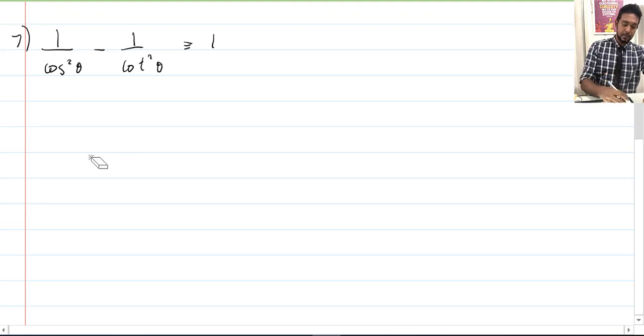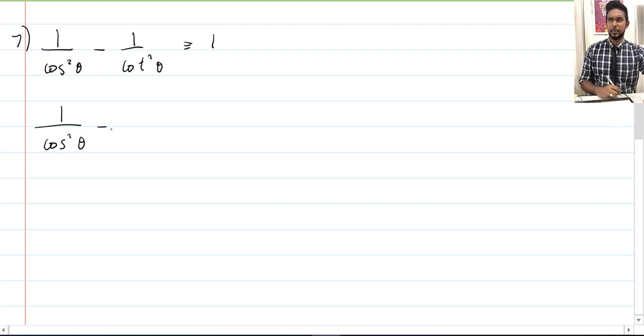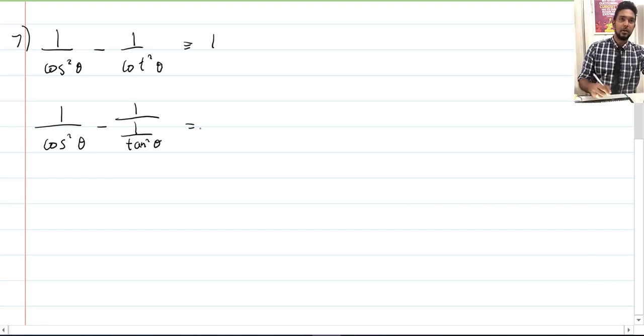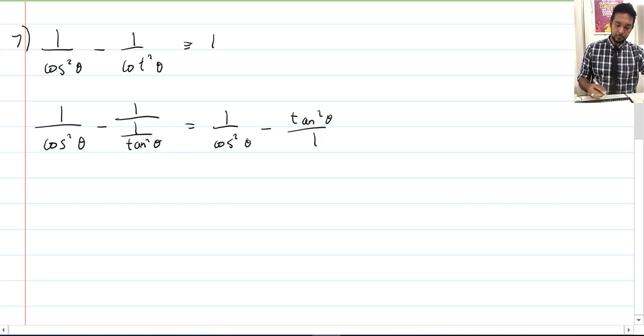Okay, so sorry, before we do that, so 1 over cos squared theta. Now 1 over cot squared. Isn't cot squared 1 over tan squared? Therefore, if we have 1 over tan squared, guess what's going to happen? 1 over something will cancel, just giving us back tan squared, not so? Alright, so we have 1 over cos squared theta minus tan squared theta.